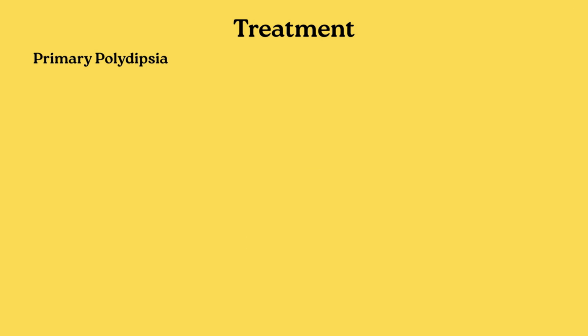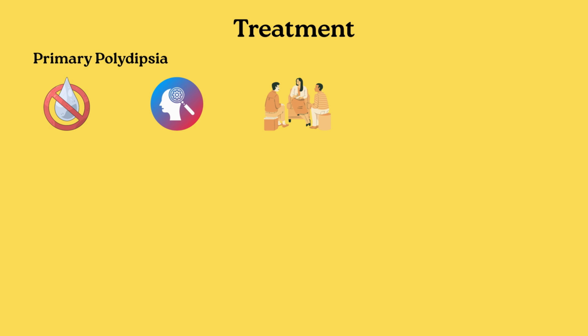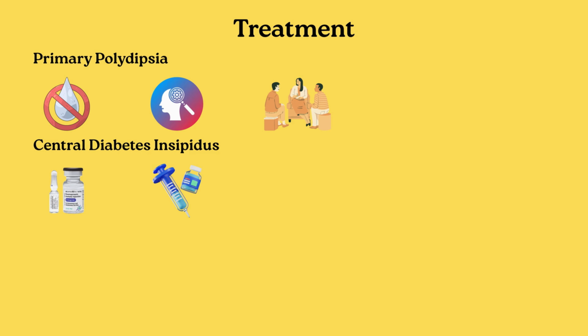For primary polydipsia, treatment focuses on fluid restriction and managing any underlying psychiatric illness. Behavioral therapy can help reduce compulsive water drinking. In central diabetes insipidus, the key treatment is desmopressin, a synthetic ADH analog that replaces deficient hormone and reduces urine output.